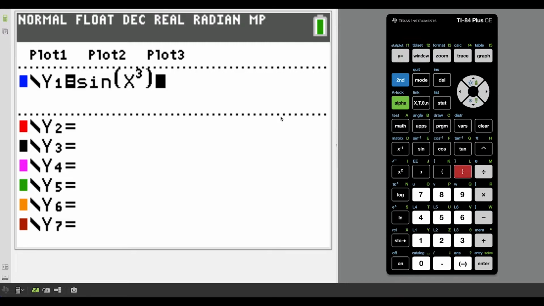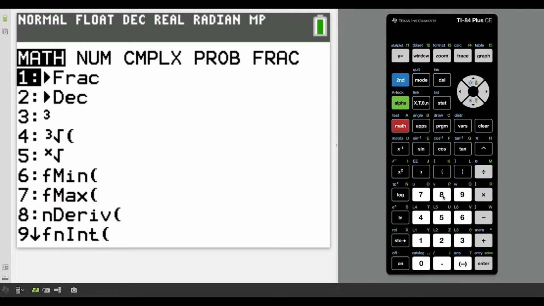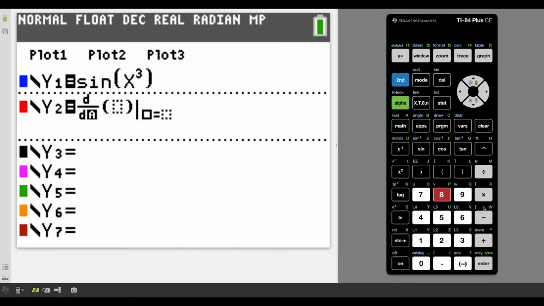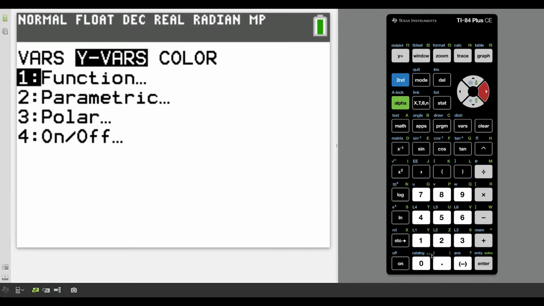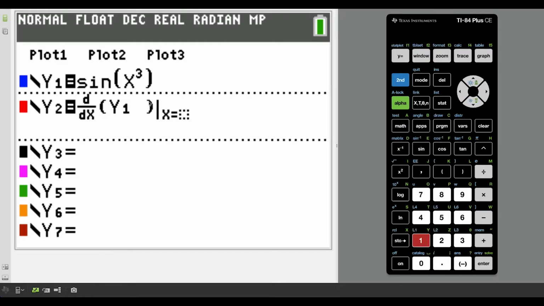So let's pretend we don't know the chain rule here, that the derivative is going to be 3x squared cosine of x to the third. And we can just use the shortcuts. That's the beauty of the calculator section. We have math 8 to take derivatives, and then vars, we go to the right, function this time, y1. So we take the derivative of our y1 equation.